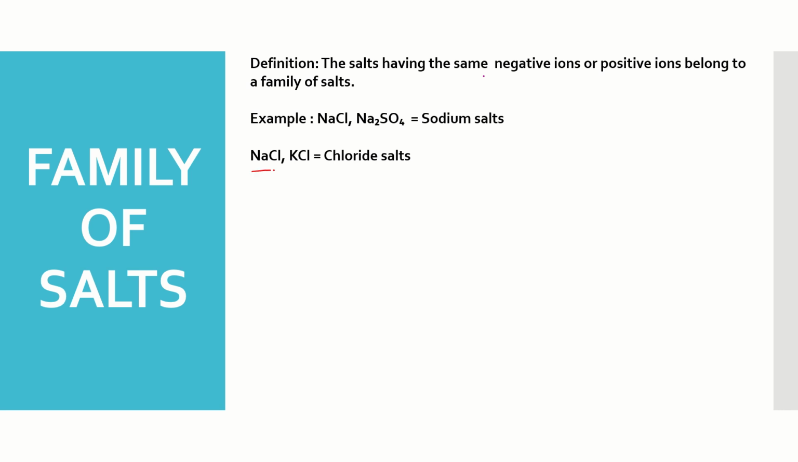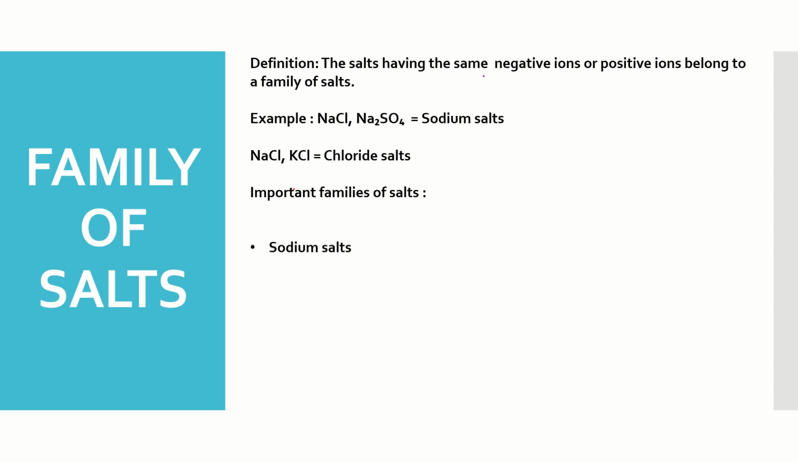Another example, sodium chloride and potassium chloride. In sodium chloride salt and potassium chloride salt, chlorine is the common ion. So the chloride ion, Cl- anion, is common in both the salts. That is why they belong to the family of chloride salts.